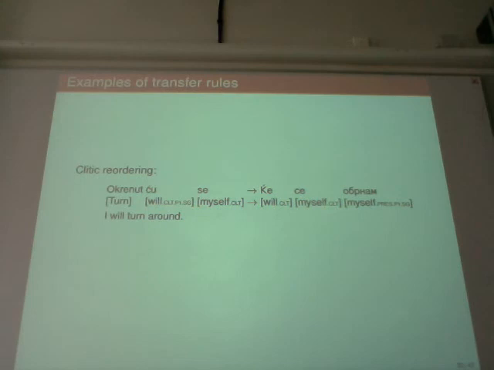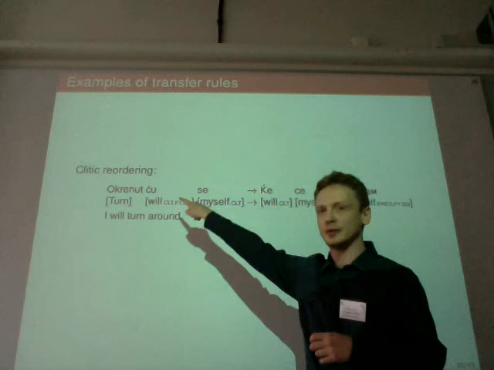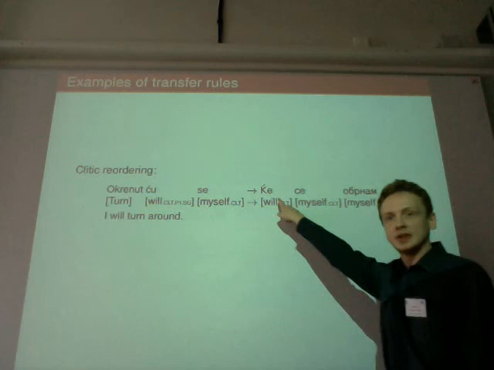It's basically the nature of the languages. Clitics in Serbo-Croatian come in this order. First comes this clitic and then the reflexive. But in Macedonian, first the future clitic comes.